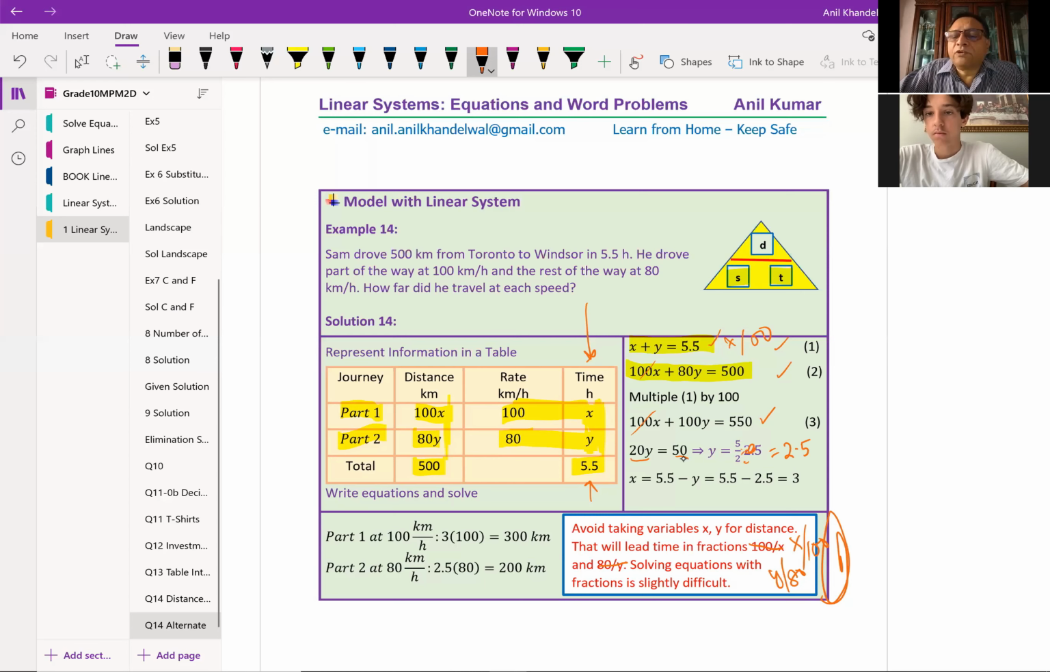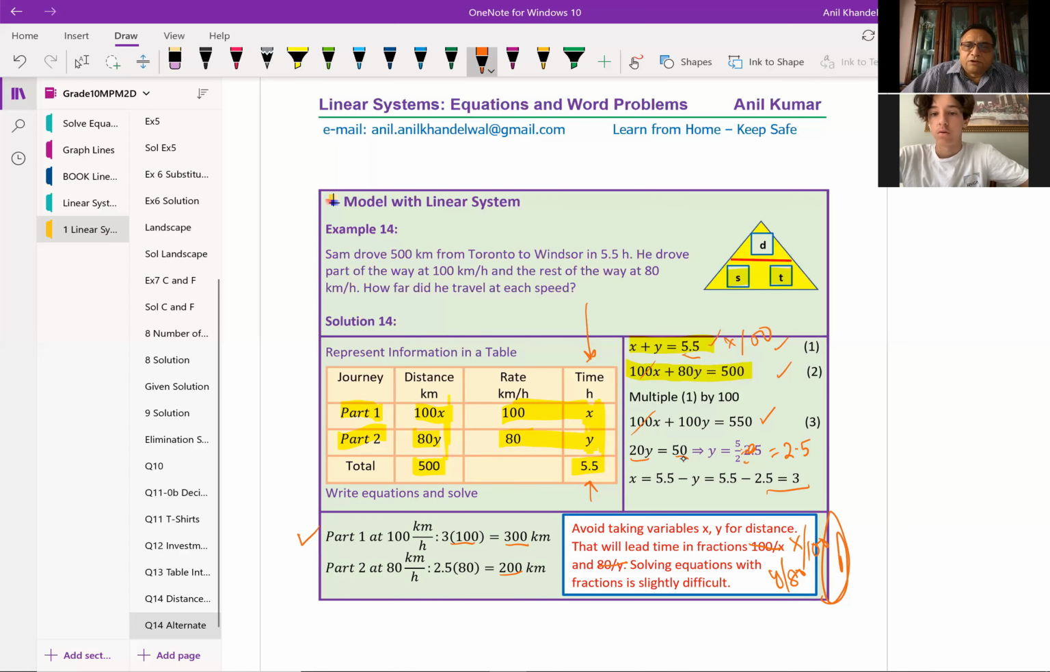Correct? The equal to sign was missing there. Since we find the value of y, you can always write x equals 5.5, rearrange, minus 2.5, so x is 3. So we have part 1, but in this case, you have to calculate, right? So you know x is 3 and this is 2.5. Substitute the values and calculate the distance. So you get distance as 300 kilometers for part 1 and 200 kilometers for part 2.